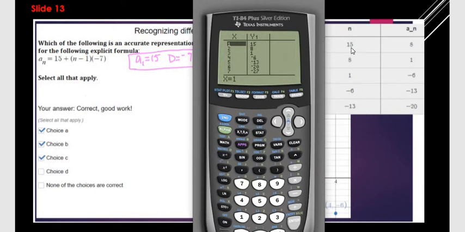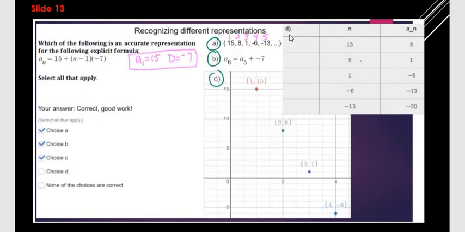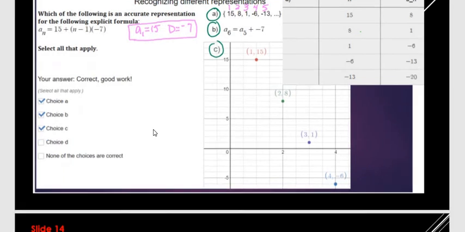Now this one says that 15 is 8. So I'm going to go down here to 15. And I see 15 is a -83. So as soon as I see one of these is wrong, it will automatically be wrong. So this is not an answer choice. So D right here is not an answer choice. These are your only answer choices.